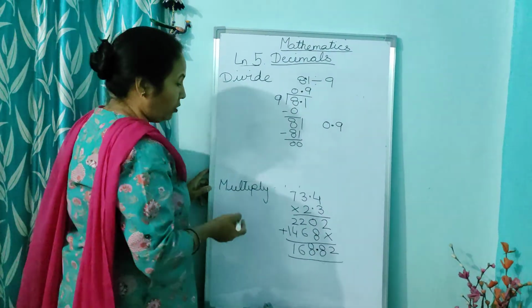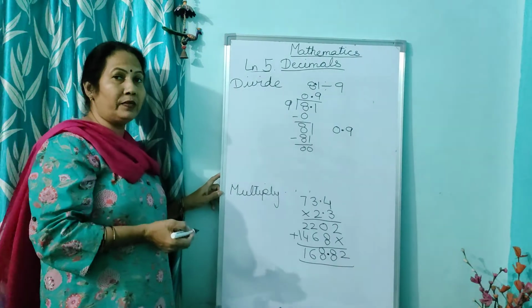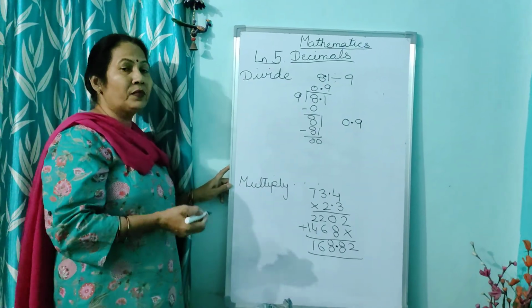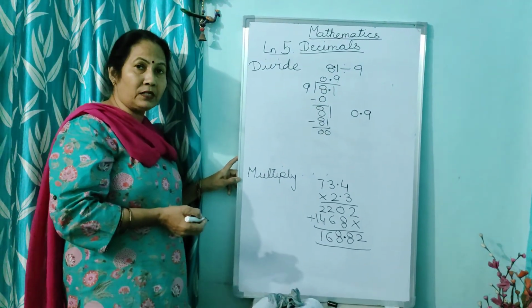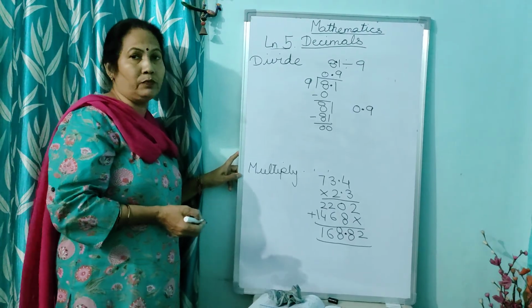So children, this is all about addition, subtraction, multiplication and division of decimals. I will send you the solved exercises which you will do in your maths book.